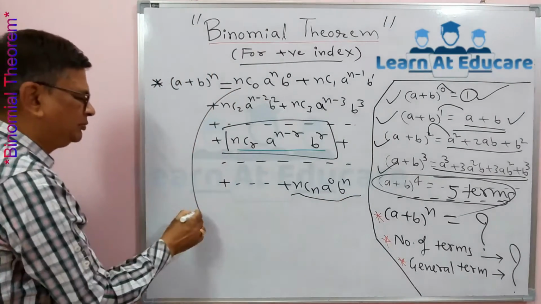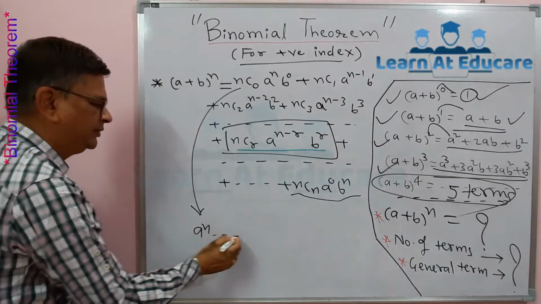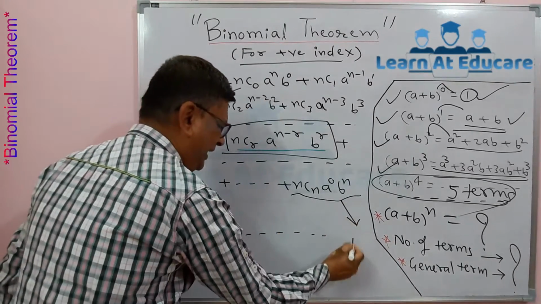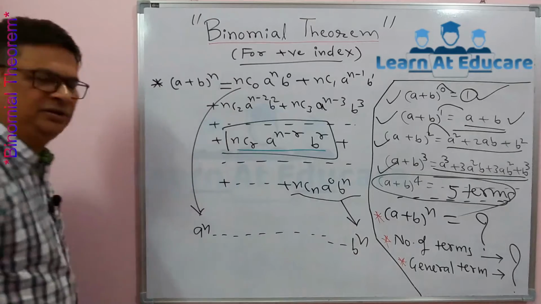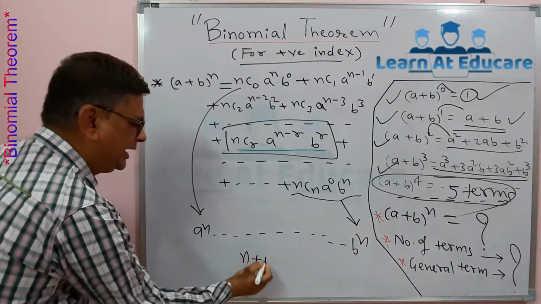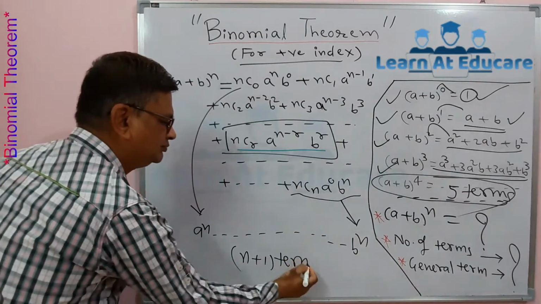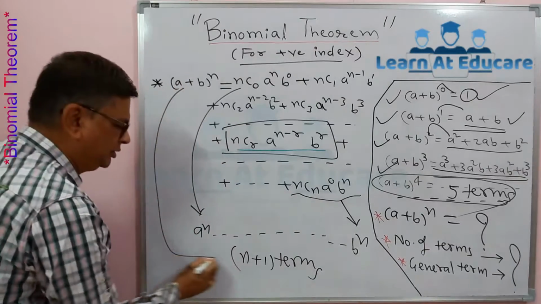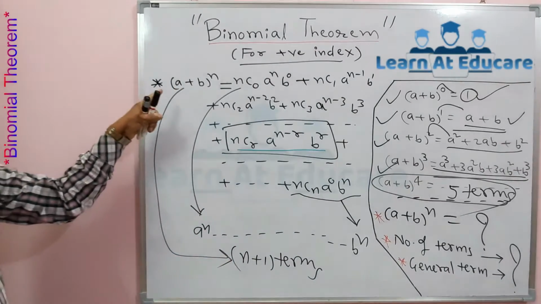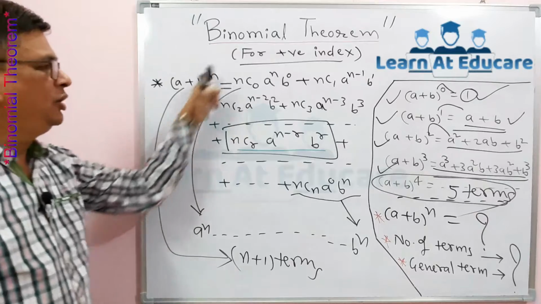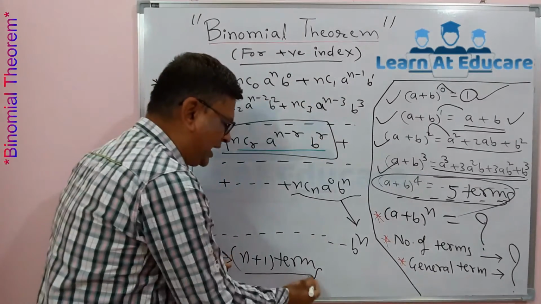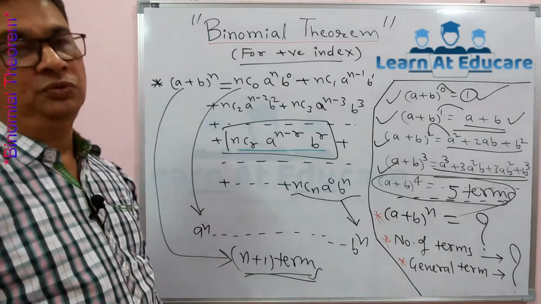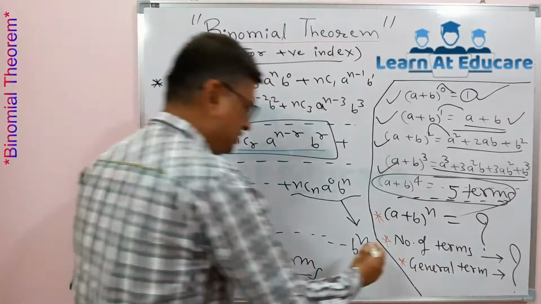Here the first term will be the same as a raised to n, and the last term will be the same as b raised to n. These are total n plus 1 terms. So in the expansion of binomial theorem (a plus b) raised to n, on the RHS, how many terms are there? They are n plus 1 terms. So this is the number of terms.